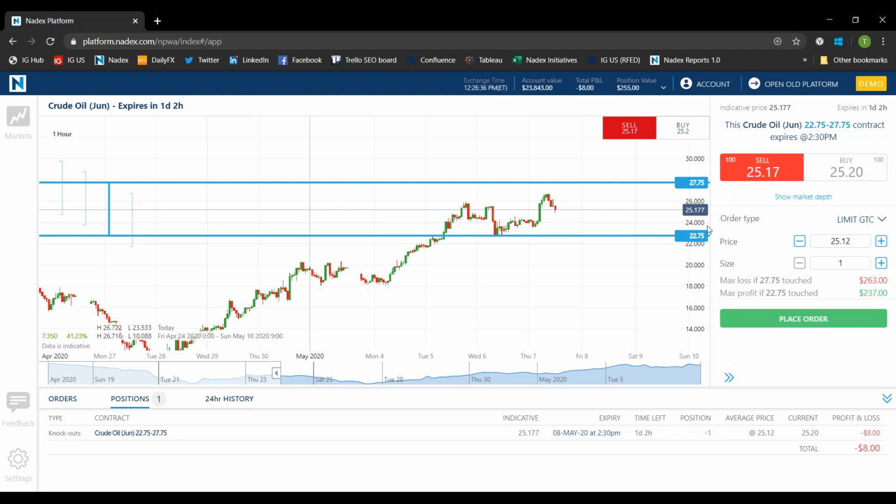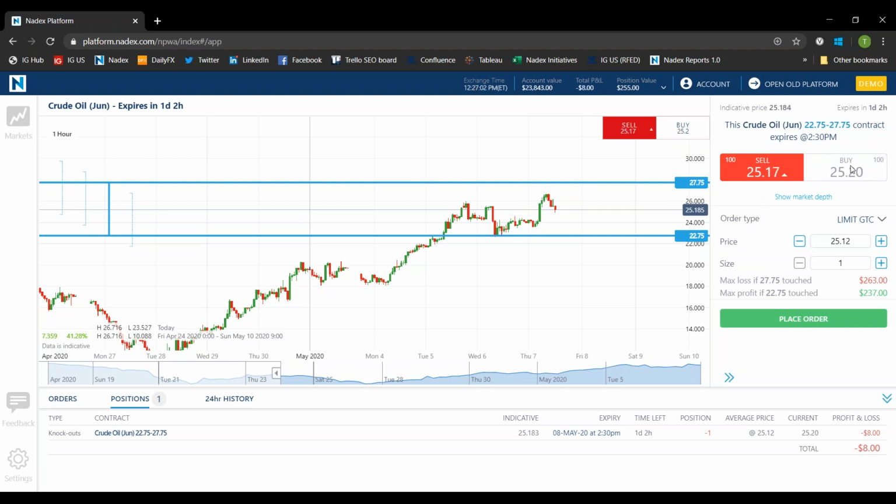Now, let's say I don't want to wait till 22.75 to buy it back. I can always put a bid below and hope that maybe it trades down. So maybe I don't really think it's going to get down to 22.75, but if it went down to, let's say, 24. All right, let's just say it went down to 24 and I wanted to buy it back and take a partial profit.